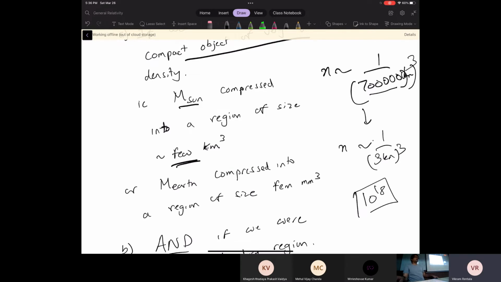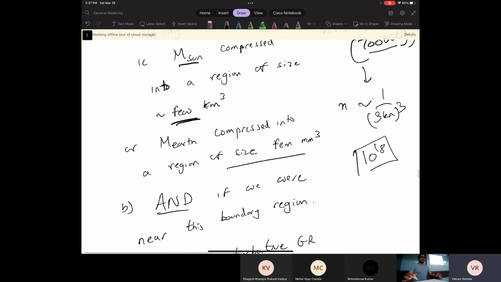That's a ridiculous amount of increase in density. The sun is not very dense. Even at its center, it's not much more dense than water. Maybe 10 times more dense than water. It's not very dense. It's maybe 10 grams per cc, maybe 100 grams per cc. But you're talking about something which has a density now of 10 to the 18 grams per centimeter cube. That's incredibly dense.